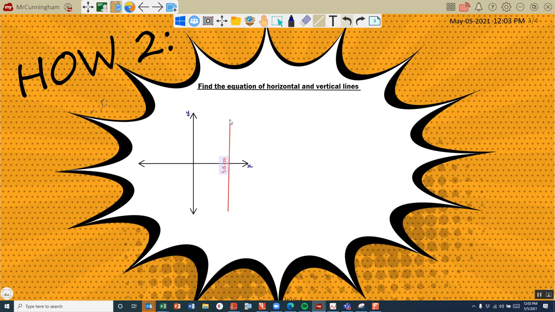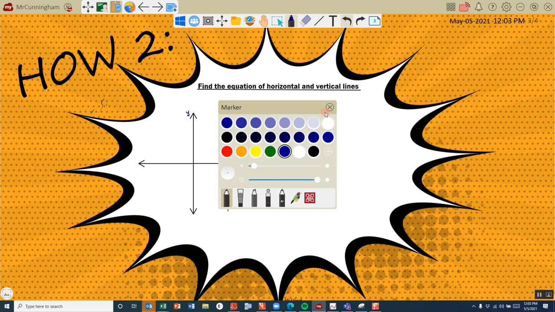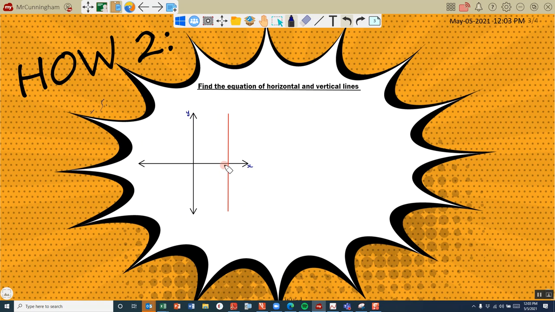If I draw this, this is a vertical line. Okay, straight up and straight down. I've drawn it in my XY plane. And let's imagine that it goes through the point on the X-axis. Let's say it goes through 3.